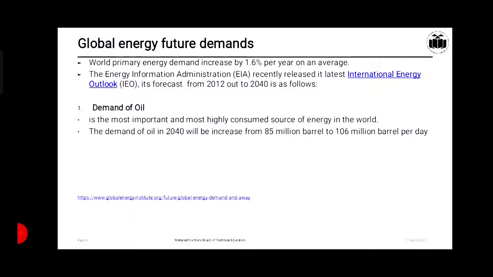Demand of oil: oil is the most important and most highly consumed source of energy in the world.